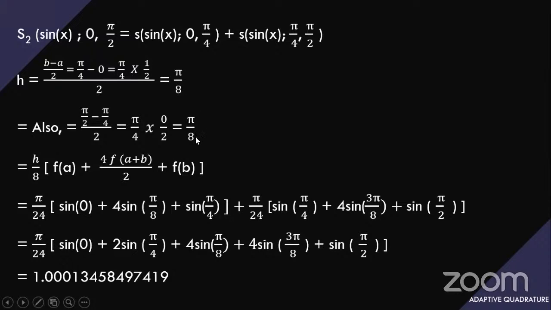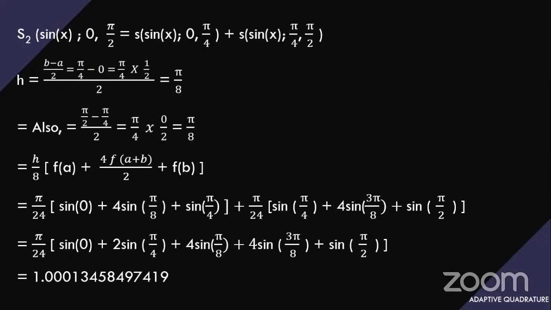The subinterval for pi over 4, comma pi over 2, that's b minus a over 2. That is, a is pi over 4 and b is pi over 2. That is pi over 2 minus pi over 4 divided by 2. So when you multiply it, you get pi over 2 minus pi over 4. You are going to get pi over 4. Then divided by 2, that's times 1 over 2, which is pi over 8. So for 0 to pi over 4, we are getting pi over 8.